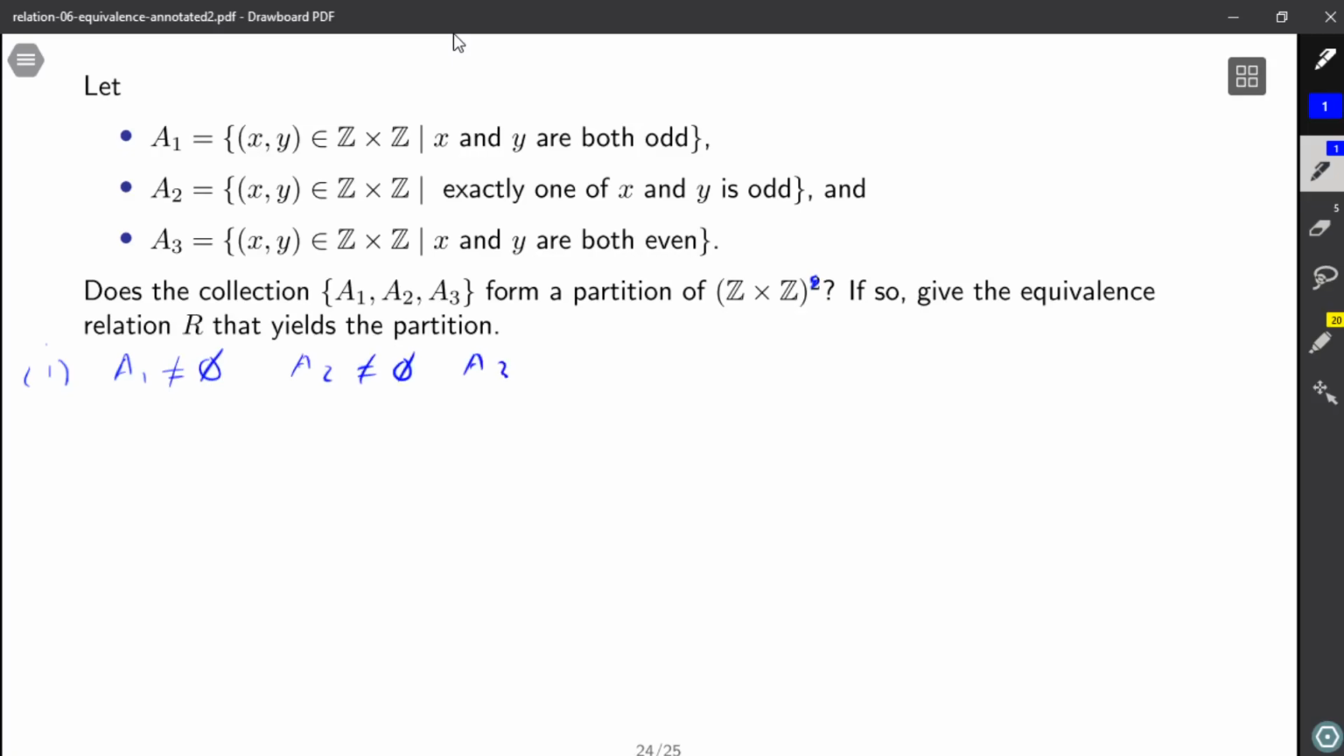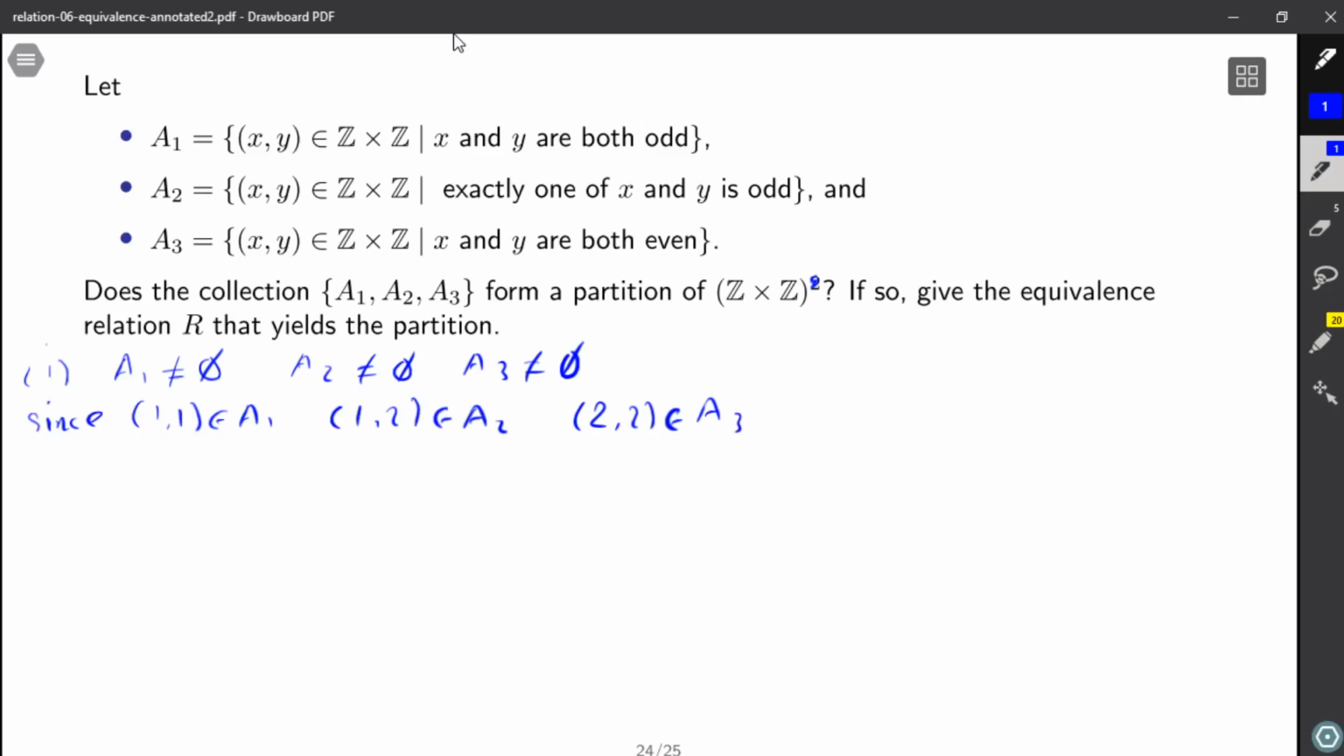So, which is true because you know that A1 must contain some numbers, right? Because there exist 2 odd integers. For example, 1, 1 is in A1, and then of course 1, 2 is in A2.